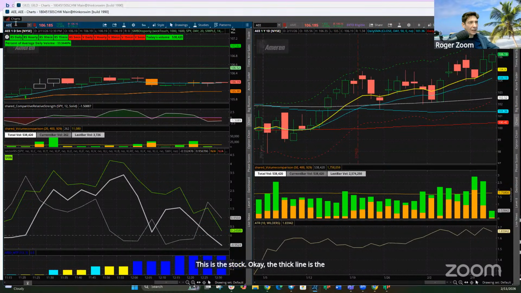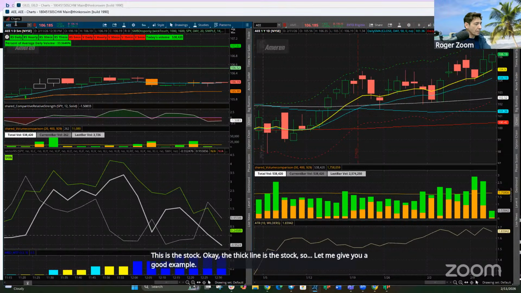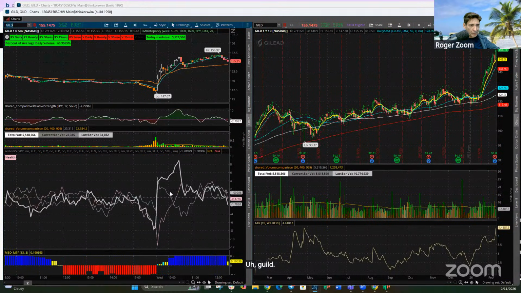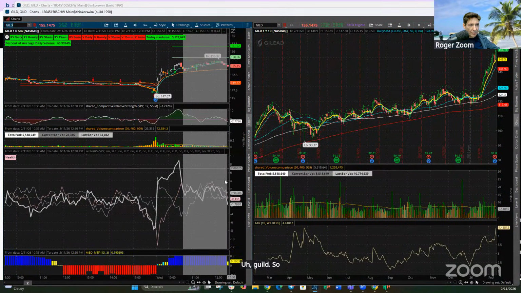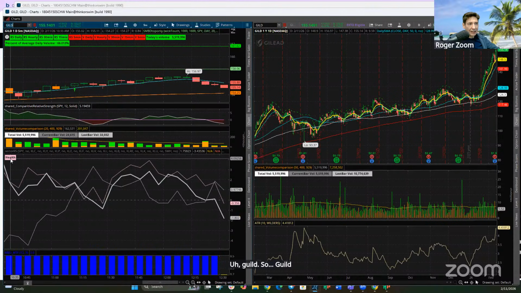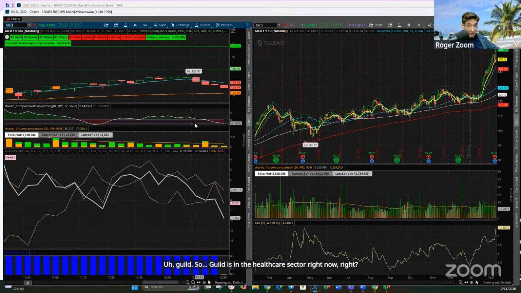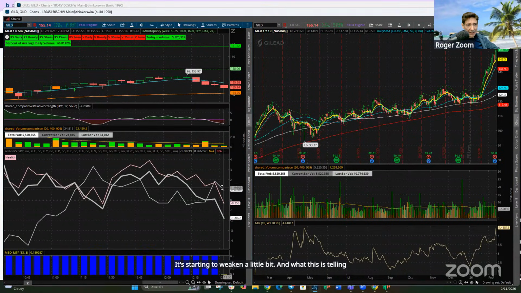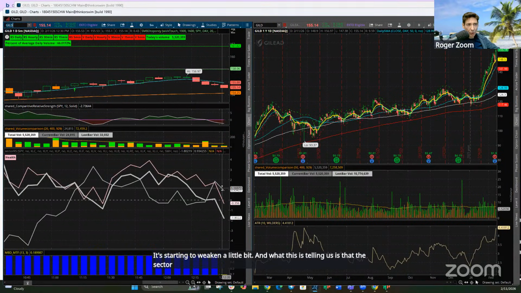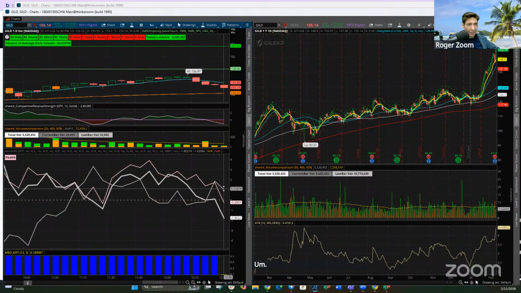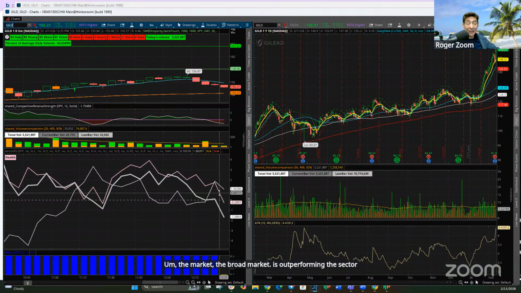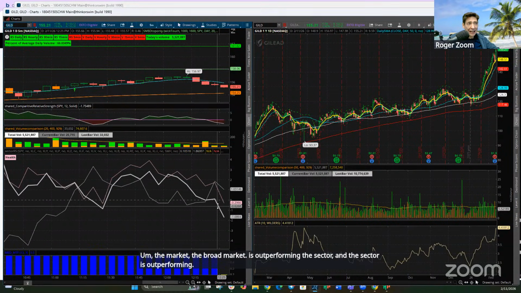So let me give you a good example. Guild. So Guild is in the healthcare sector right now, right? It's starting to weaken a little bit. And what this is telling us is that the broad market is outperforming the sector, and the sector is outperforming the stock.